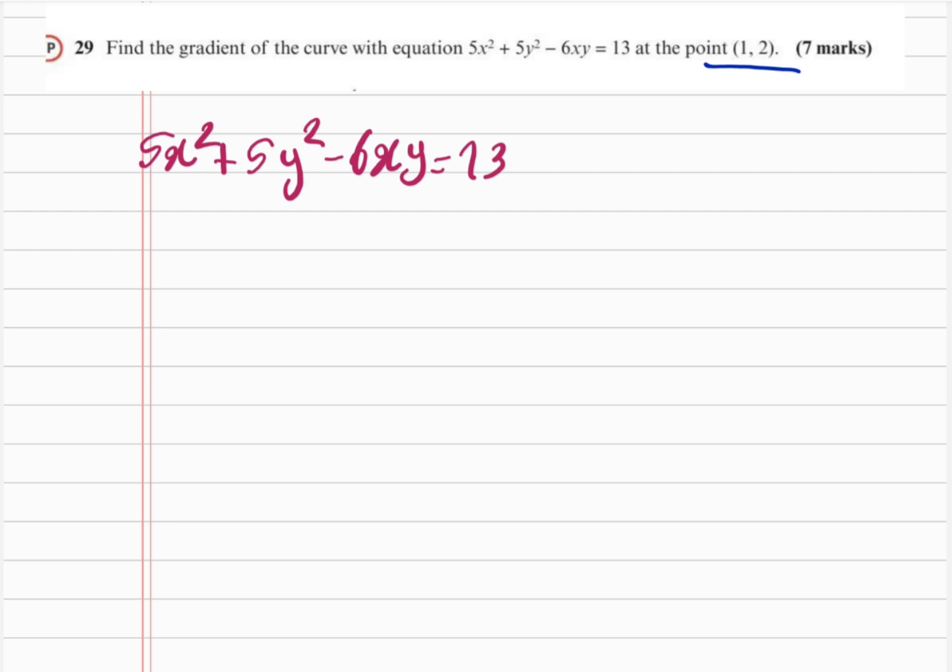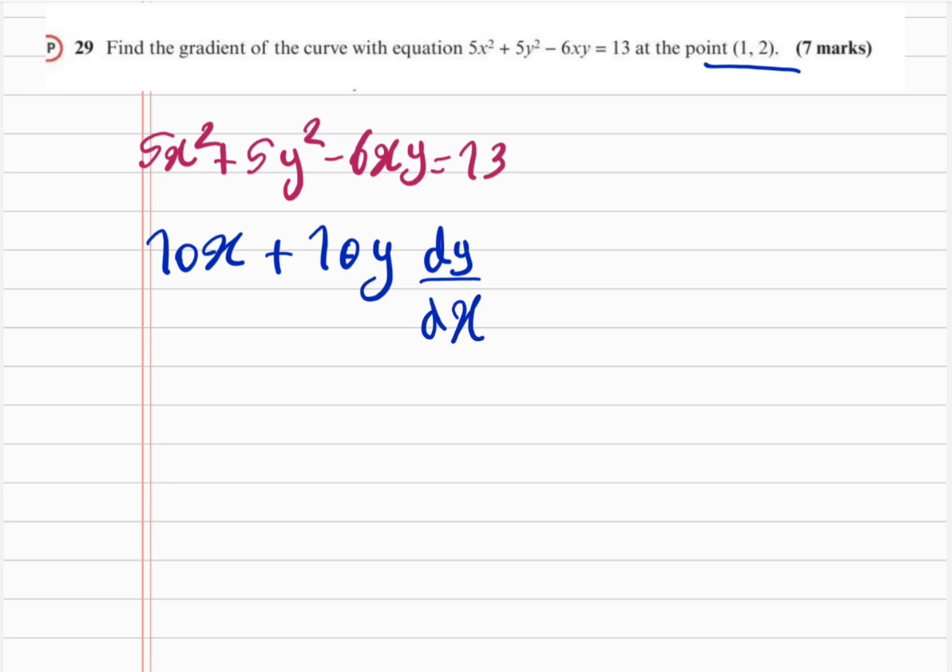First of all, 5x squared differentiates to 10x, and we are differentiating with respect to x, obviously. So 5x squared differentiates to 10x, and then 5y squared differentiates to 10y dy/dx.